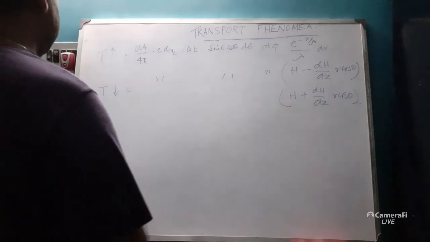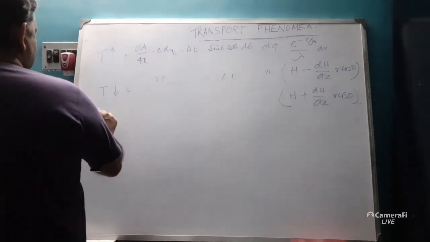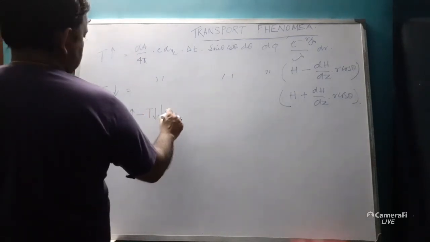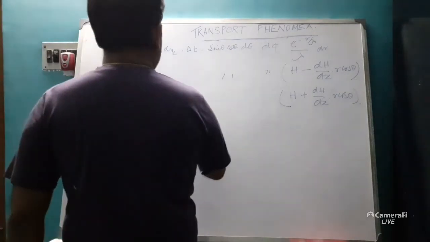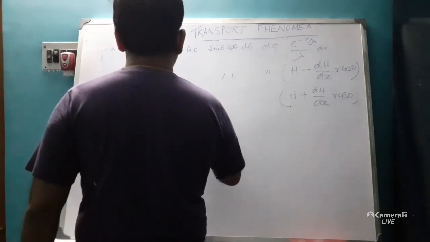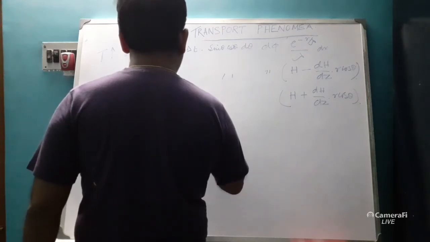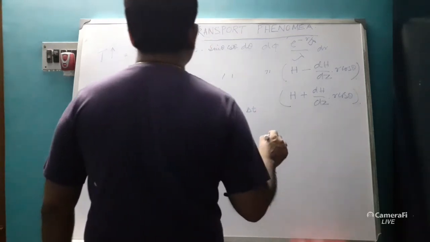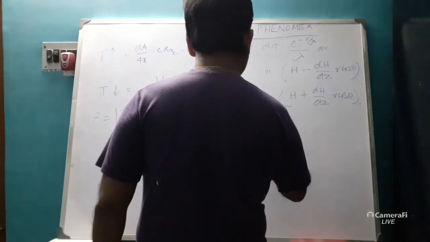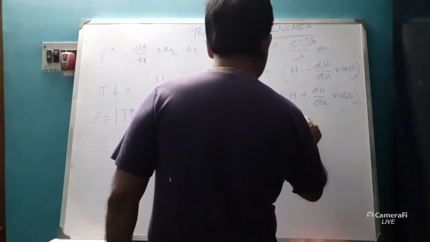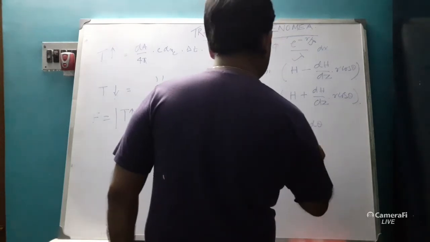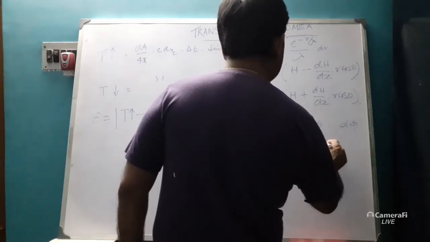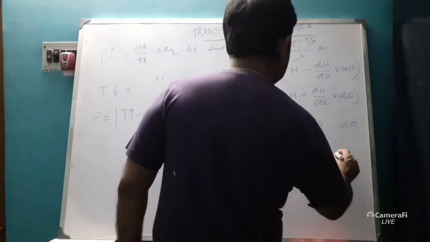So the net flow will be F is equal to modulus T up minus T down, which is equal to 2 into dA by 4 pi, c dNc, del T, into sin theta cos square theta d theta d phi, e to the power minus r by lambda dr.